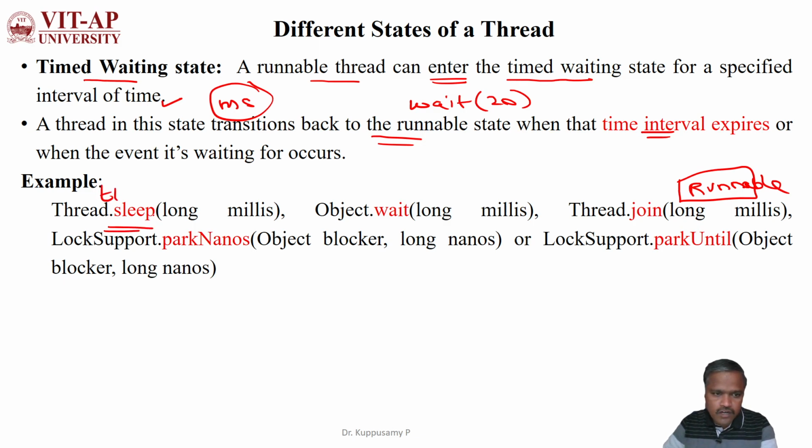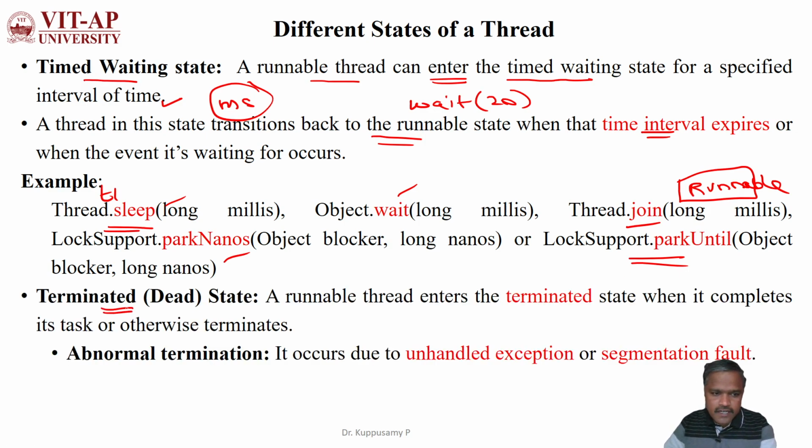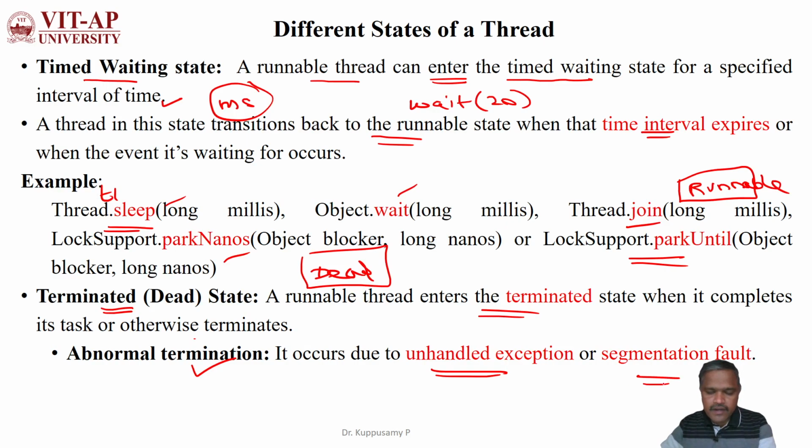The methods are t1.sleep with milliseconds, t1.wait with milliseconds, t1.join with milliseconds, t1.parkNanos with nanoseconds, and also parkUntil. And the termination state is the dead state. That means when a thread completes its execution, it comes into the terminated state, which indicates the completion of that thread. Otherwise, sometimes it is terminated abnormally due to an unhandled exception or segmentation fault.